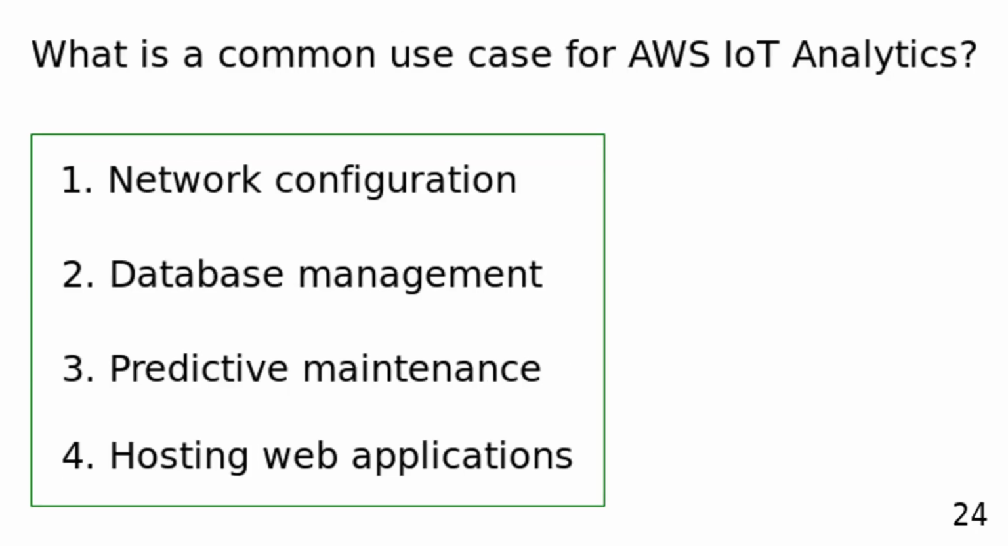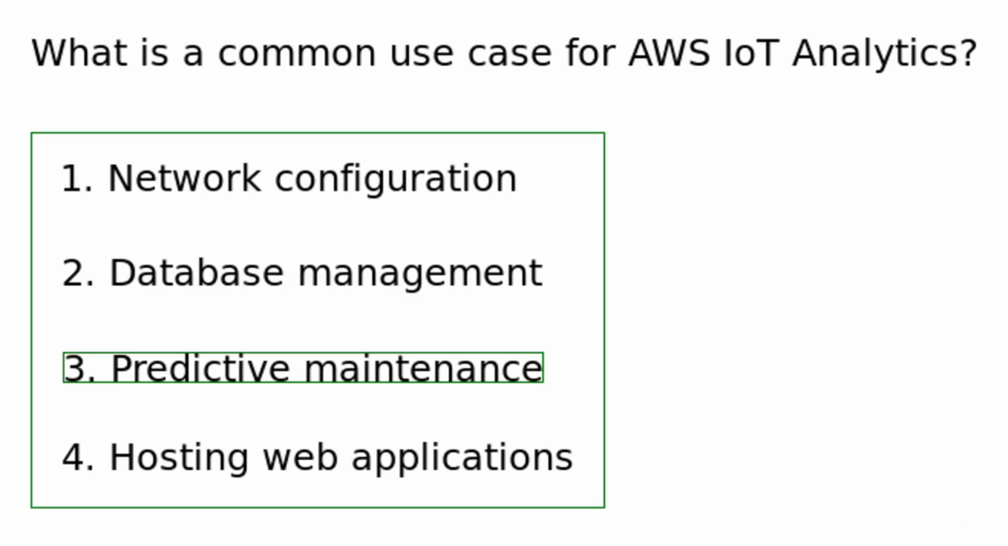What is a common use case for AWS IoT Analytics? Network configuration. Database management. Predictive maintenance. Hosting web applications. Predictive maintenance is a common use case for AWS IoT Analytics, leveraging processed IoT data.